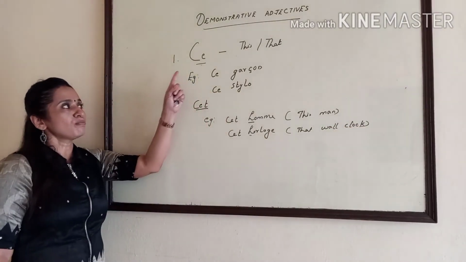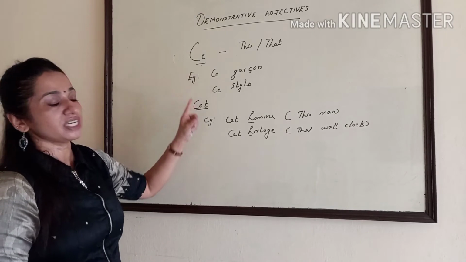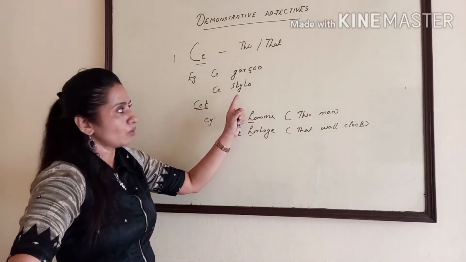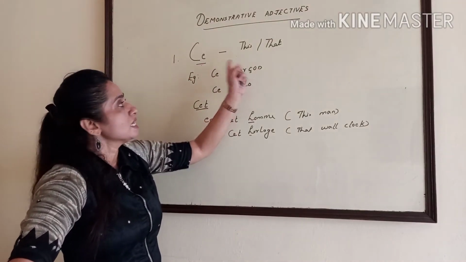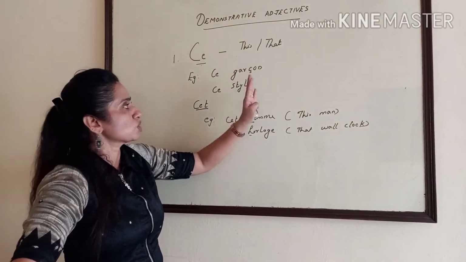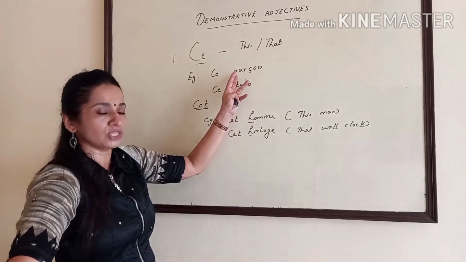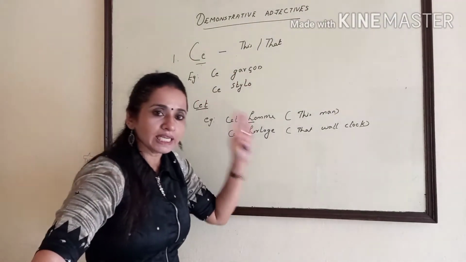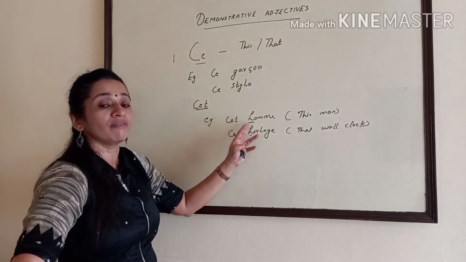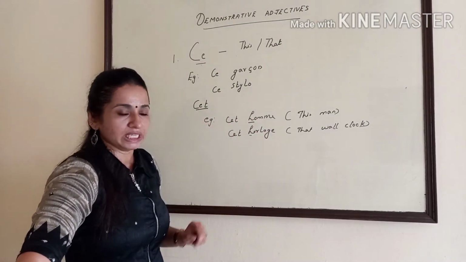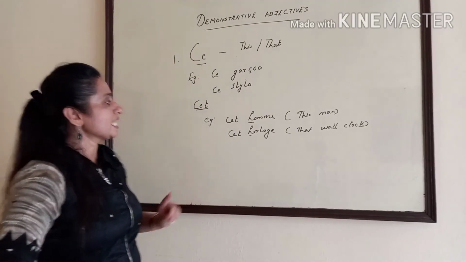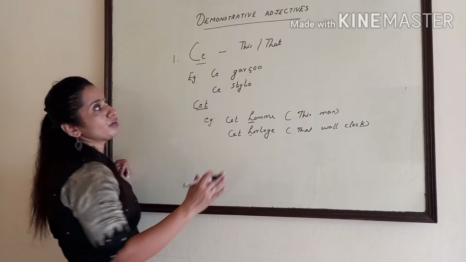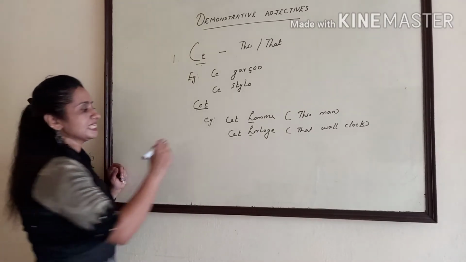So these are the two demonstrative adjectives used in front of a masculine singular noun. CE is used in front of a masculine singular noun beginning with a consonant sound, and CET is used in front of a masculine singular noun beginning with a vowel or silent H. CE and CET. Now let's see which demonstrative adjective is used in front of a feminine noun.